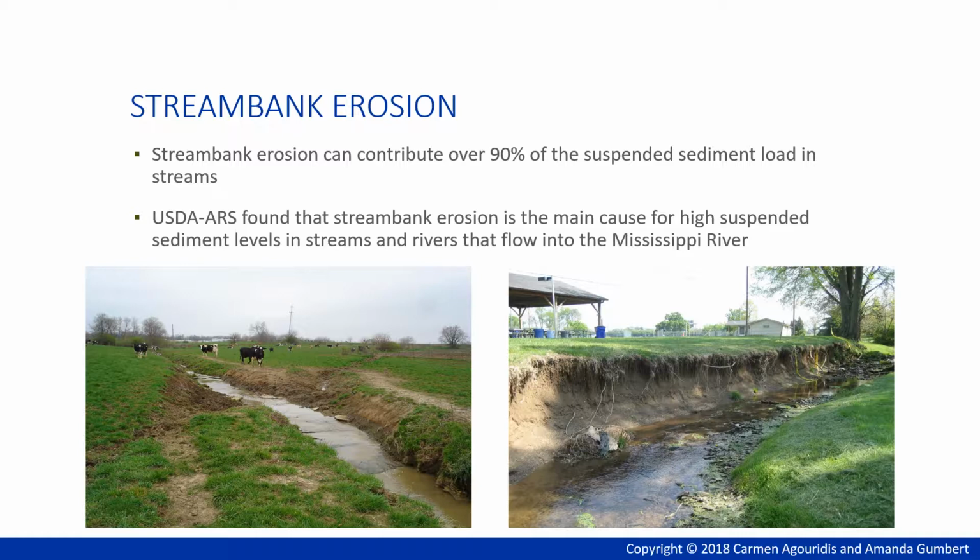Research by the United States Department of Agriculture's Agricultural Research Service shows that streambank erosion is the main cause for the high suspended sediment levels found in tributaries to the Mississippi River. Waters with high suspended sediment loads not only impact the morphology of streams, but they also negatively impact aquatic life. High levels of suspended sediments can abrade the gills of fish and make it difficult for fish and predators to find food.